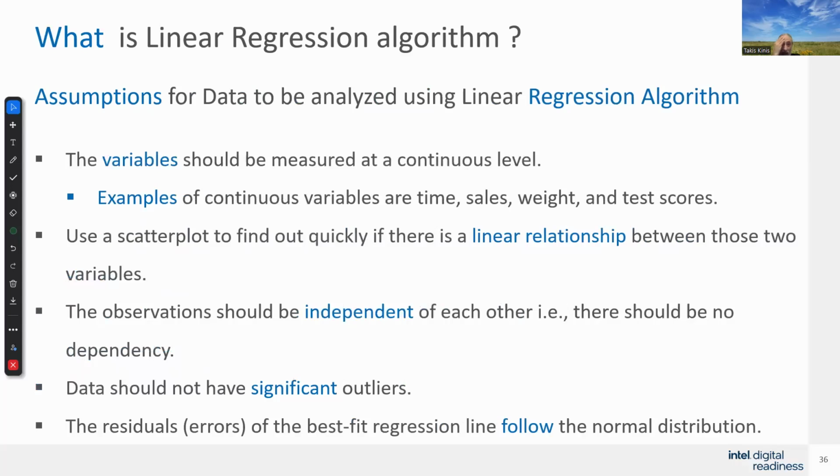So it says here, what is a linear regression algorithm, right? And basically, take a look at these bullets here because these are really important to this conceptually. It says the variables should be measured at a continuous level. So what they're using as examples are like time or sales or weight or test scores, and they are numeric, right?